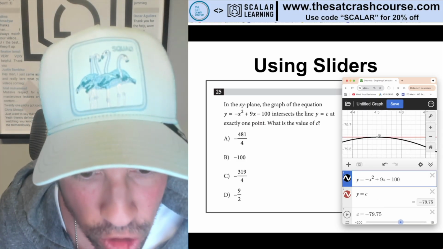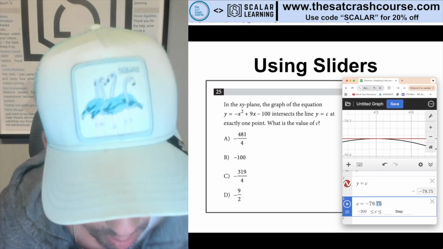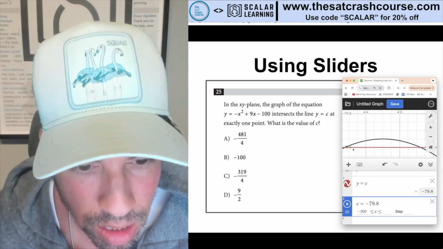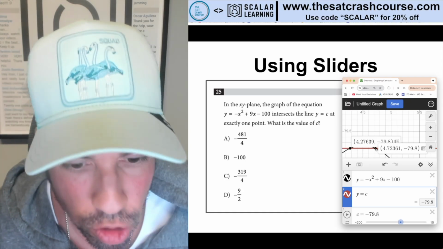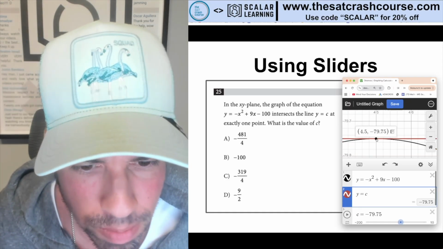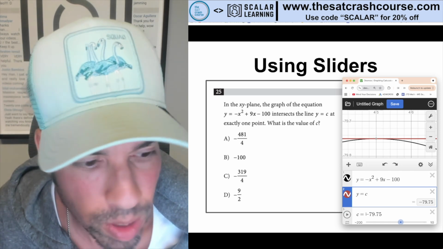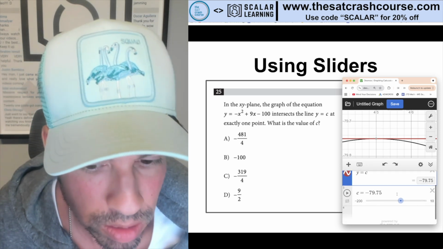And there's the confirmation, right? You would see 2 dots if you went too far. So let's say we went to 8. Now you're going to see 2 dots showing up, 1 and 2. But that's not what we want. We want just 1 point of intersection, which again is at the 0.75 mark. And the value of c is right here, negative 79.75.